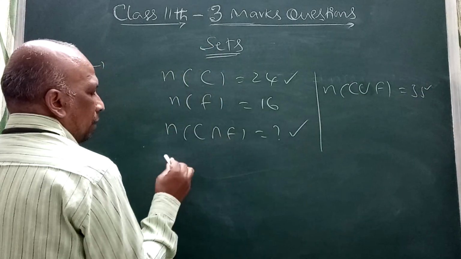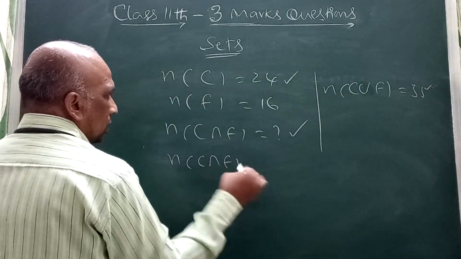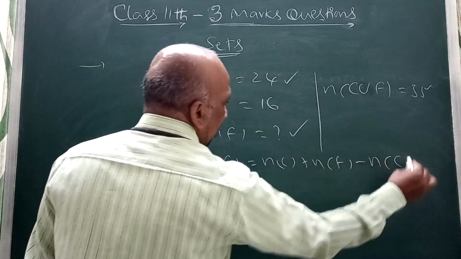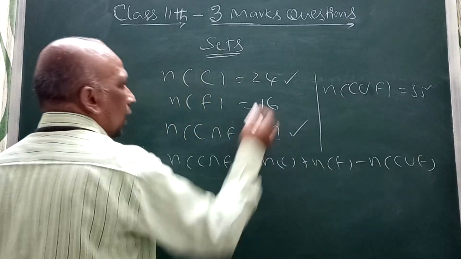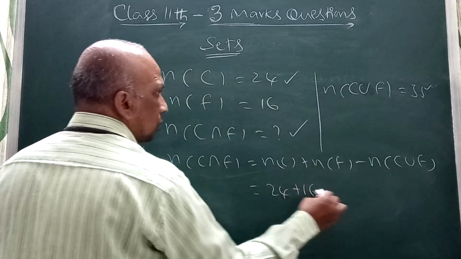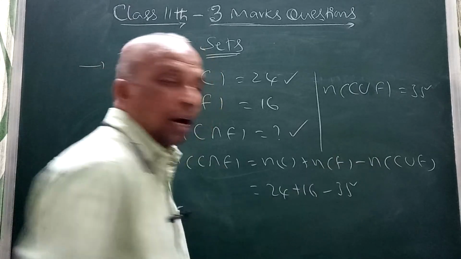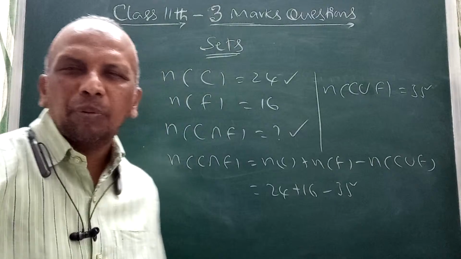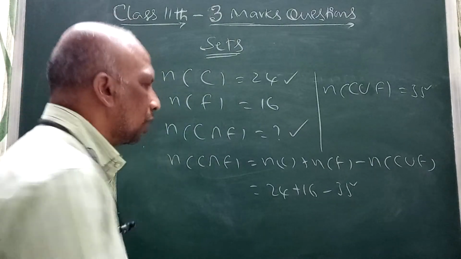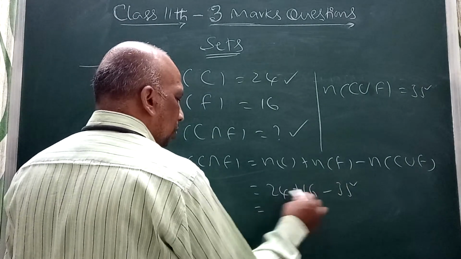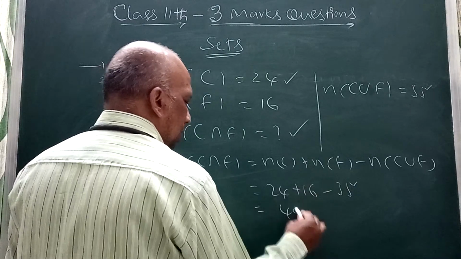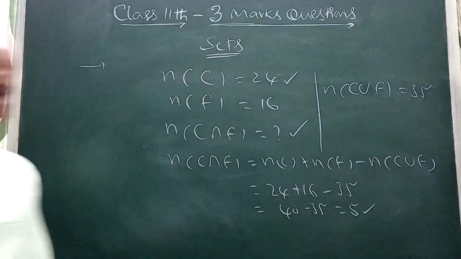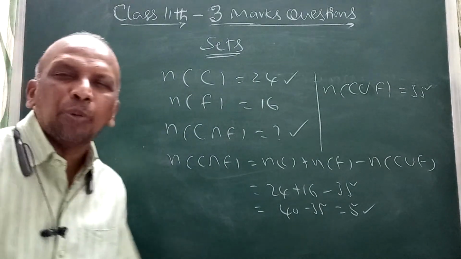They're asking for the intersection. I can find n of C intersection F is equal to n of C plus n of F minus n of C union F. That is 24 plus 16 minus 35. Or you can use a Venn diagram also; even with a Venn diagram you can solve this problem. 24 plus 16 is 40, and 40 minus 35 gives 5. The result is 5. Only 5 students like to play both the games.